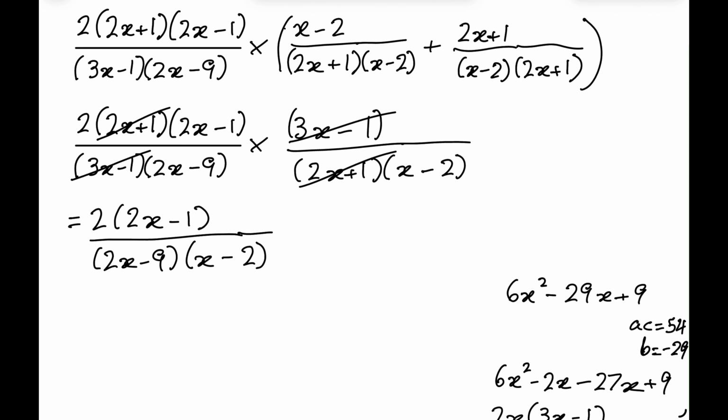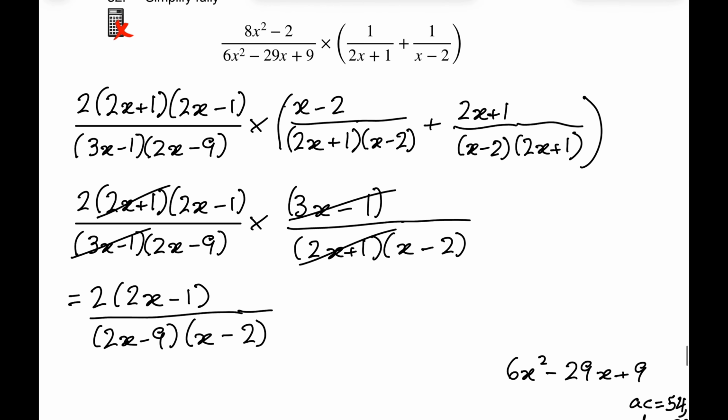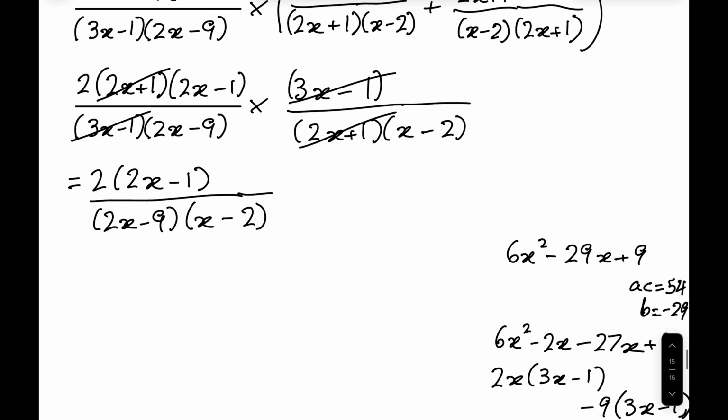Now, there is nothing else there that we can factorise out, yeah? Everything that we need to factorise doesn't share common factors. 2 and 9 don't share common factors. X minus 2 cannot be factorised anymore. 2x minus 1, no common factors there. So, this is our final answer.